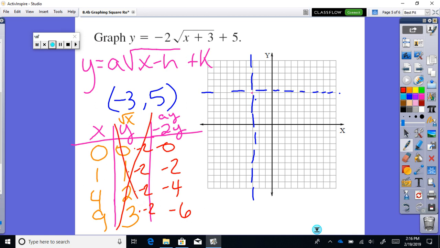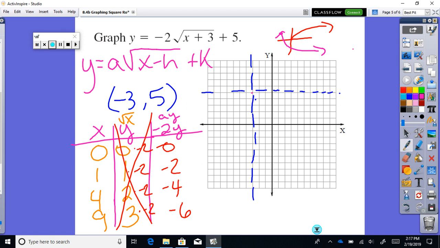And then graph the first and last column. So our graph has been shifted to the left 3 and up 5. Our square root graph that typically looks like this, it's been shifted to the left 3 and up 5. It's also been vertically stretched, and it has been reflected over the x-axis. So it's going to end up looking like this instead in pink here.